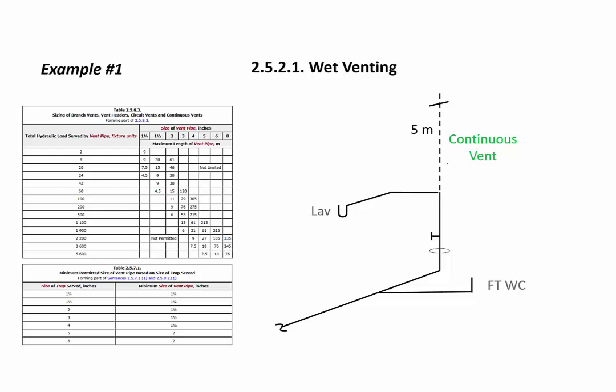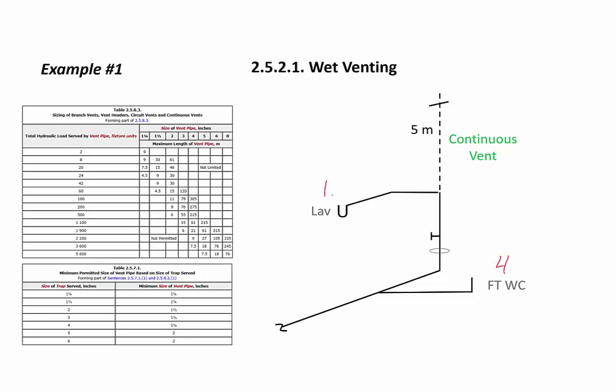Sometimes the temptation is to call this an individual and continuous vent, but of course it's serving more than just one fixture, but it's not a dual vent. Dual and continuous vents would have symmetrical connections and the vent would serve only those two fixtures. So continuous vent is the name that fits.